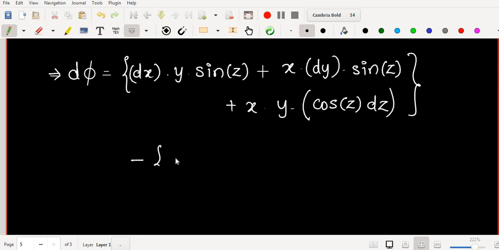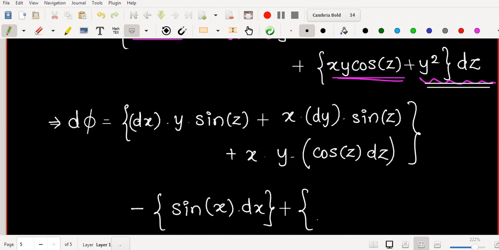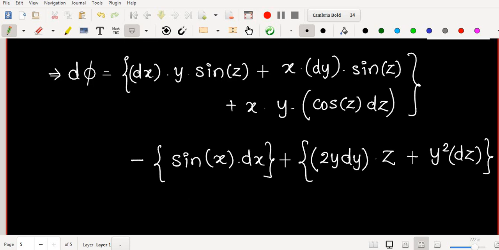Second term is taking only one variable, that is sin x into dx, whereas the remaining term is having two variables, 2 times yz dy and y square dz. So we can take 2 times y dy into z and y square into dz. So these three brackets are separated on the basis of number of variables in each term. Now we have to rewrite these brackets as derivative of product of some terms.